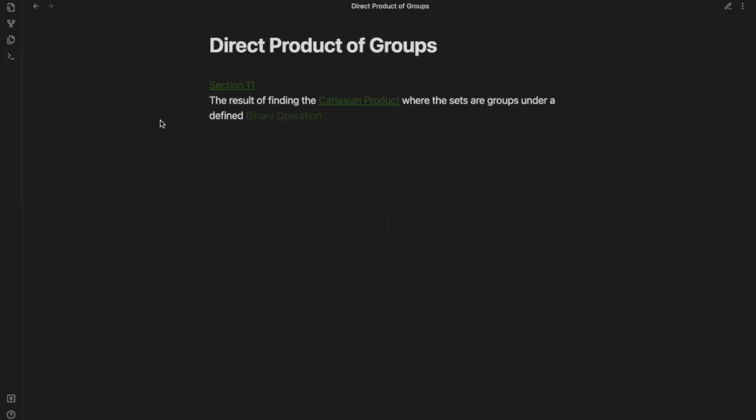The direct product of groups is the result of finding the Cartesian product where the sets are groups under a defined binary operation. And the direct sum of groups is the direct product of groups when the binary operation is commutative.